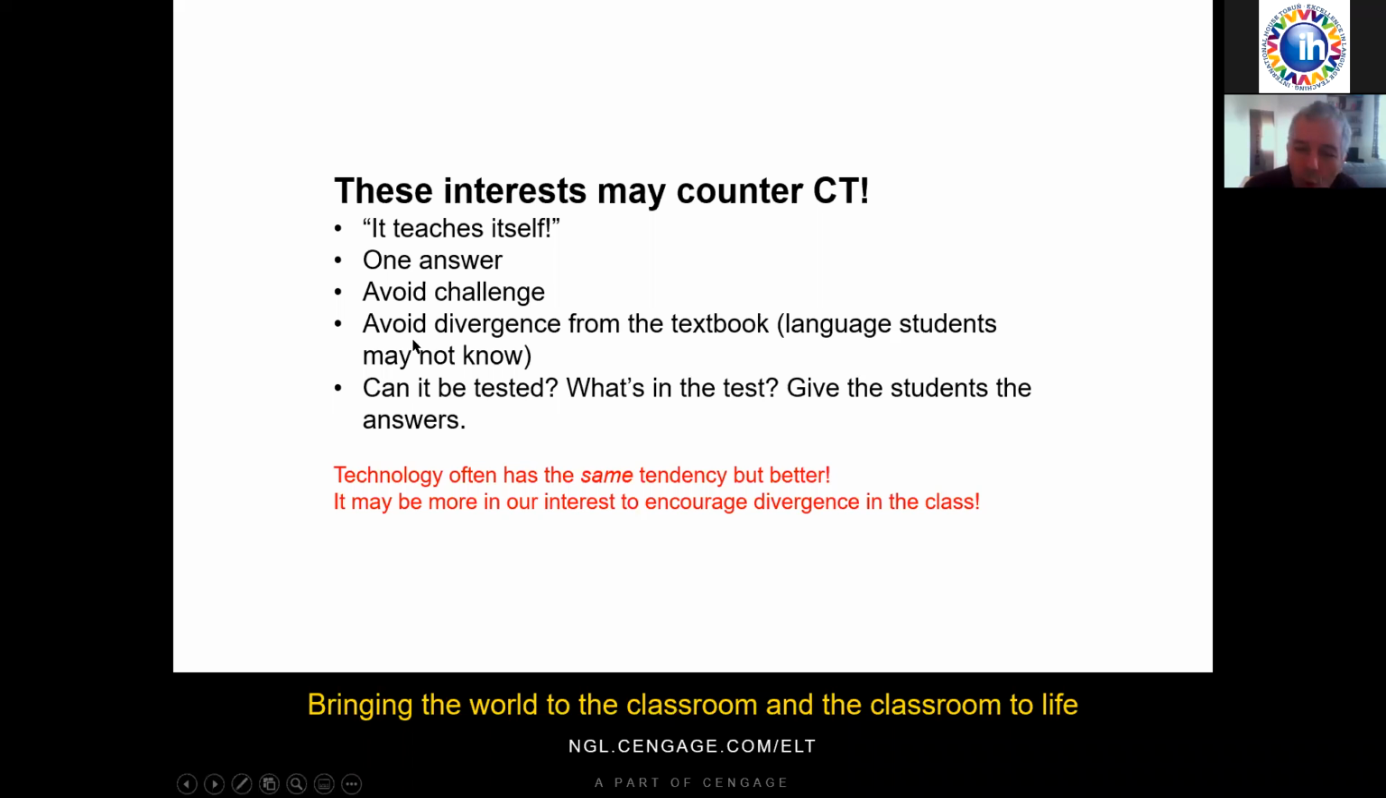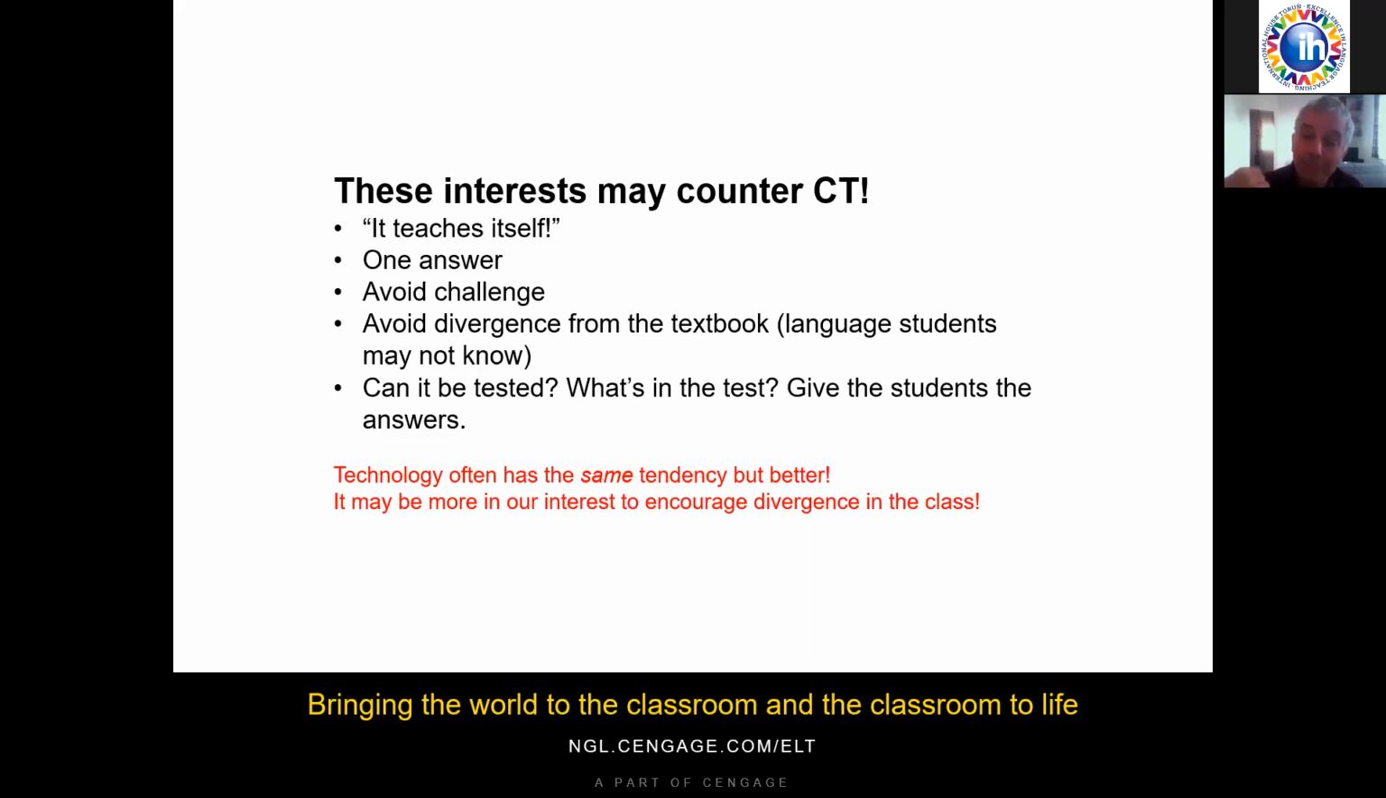They want to avoid divergence from the textbook, possibly because the students will produce language that they may not know. And then, of course, we have the issue about whether it can be tested, what's in the test, and, you know, they want answers to give the students. What I would say, though, is all of these kinds of attitudes, to my mind, are counter to critical thinking.